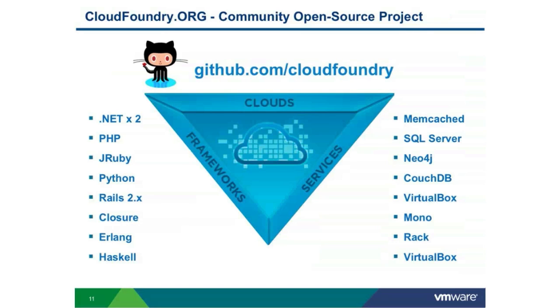I've talked a little bit about the community and the open source project and why it's so important. As you've seen in the previous slide, cloudfoundry.com offers a certain number of services and frameworks, but many more are available on GitHub as part of the open source code. This is just a partial list: .NET, PHP, JRuby, Python, Clojure, Erlang, services like Memcached, SQL Server, CouchDB, and more. All of these services and frameworks have been contributed by developers on GitHub to the Cloud Foundry project, and are available to you if you want to use the open source bits. Basically, take the open source bits and use it yourself.